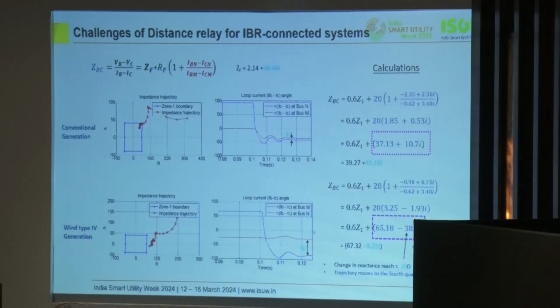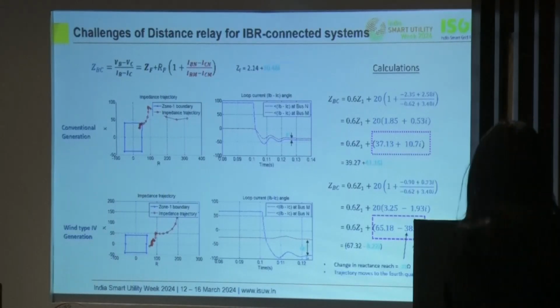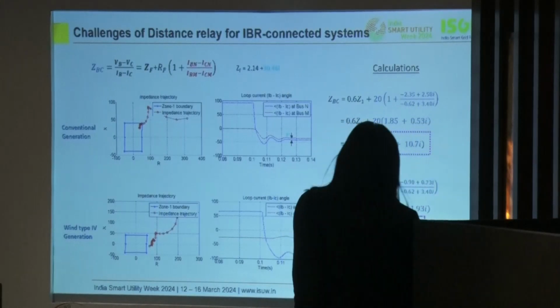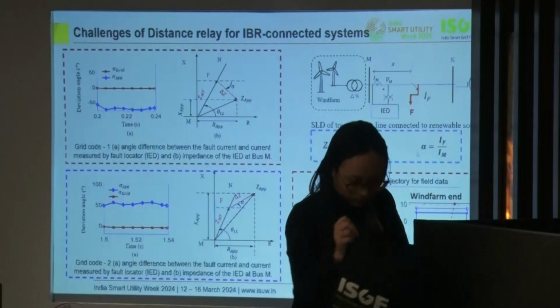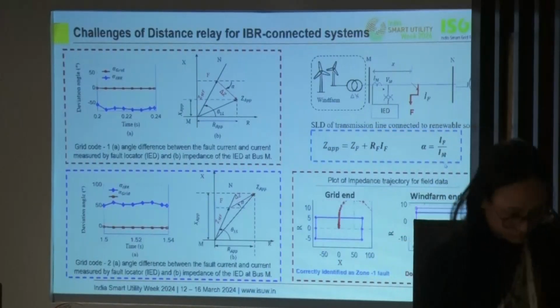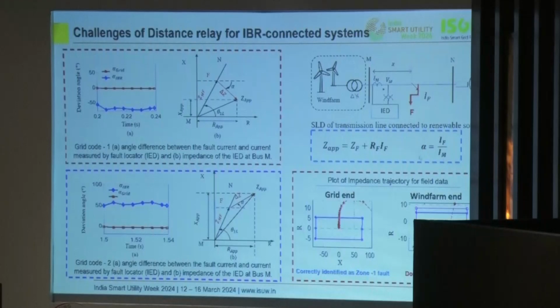and also the angle between the remote current and the local current comes out to be 60 degrees, which is very high. So if we term this angle between the remote current and the local current as alpha, this alpha can be negative or positive based on the grid codes with which it's modeled. And so based on this alpha, there is this delta Z, which is the deviated component, which has to be compensated if we want to design a reliable distance relay.